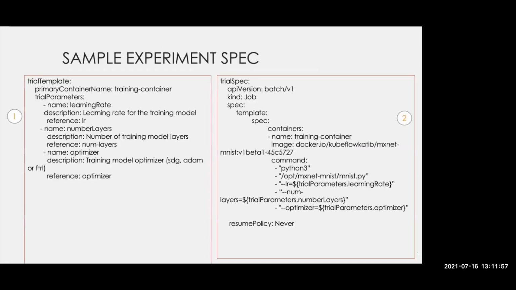So here, let's talk about a sample experiment spec. This will give you a better idea how to write a new spec depending on your use case. This is the core area that you have to focus on, which defines the real work. There is a trial template and the parameters, and you have to define the trial parameters. Here there are 3 parameters: learning rate, number of layers, and optimizer.